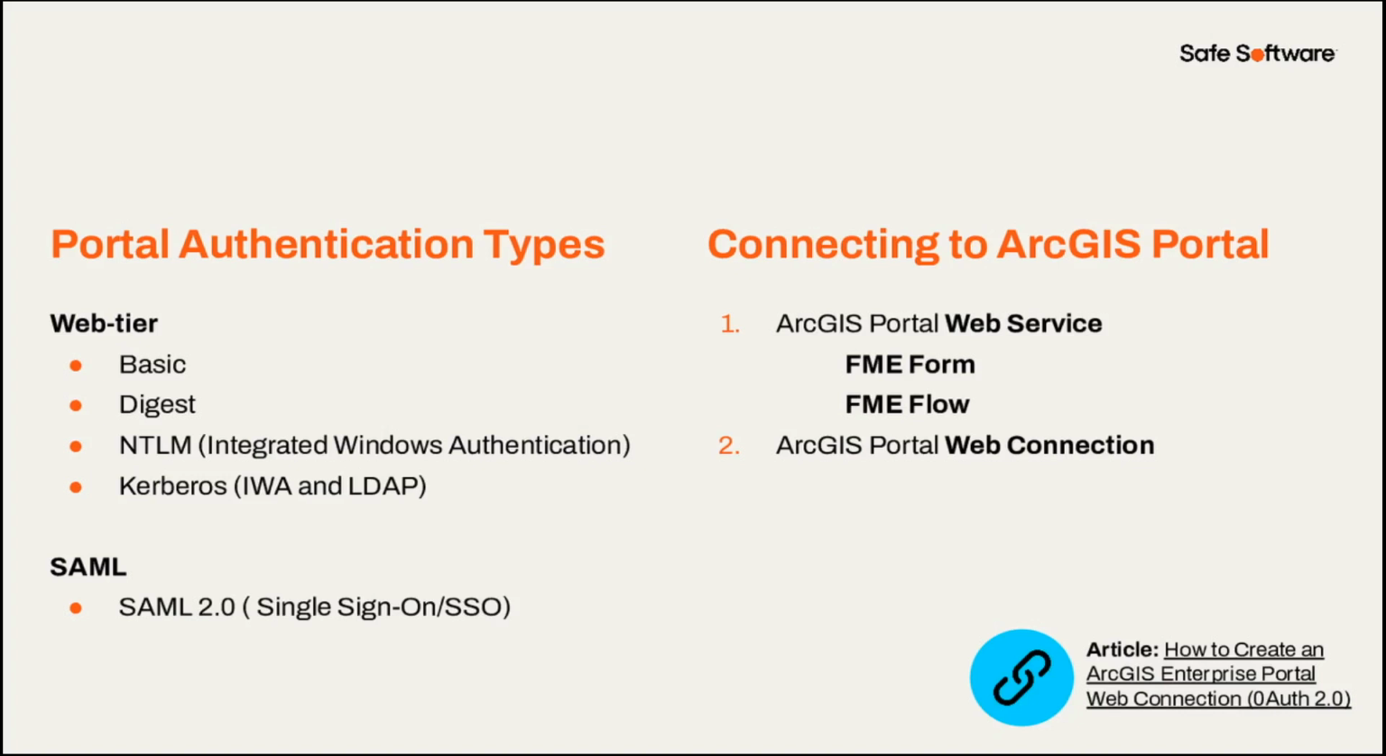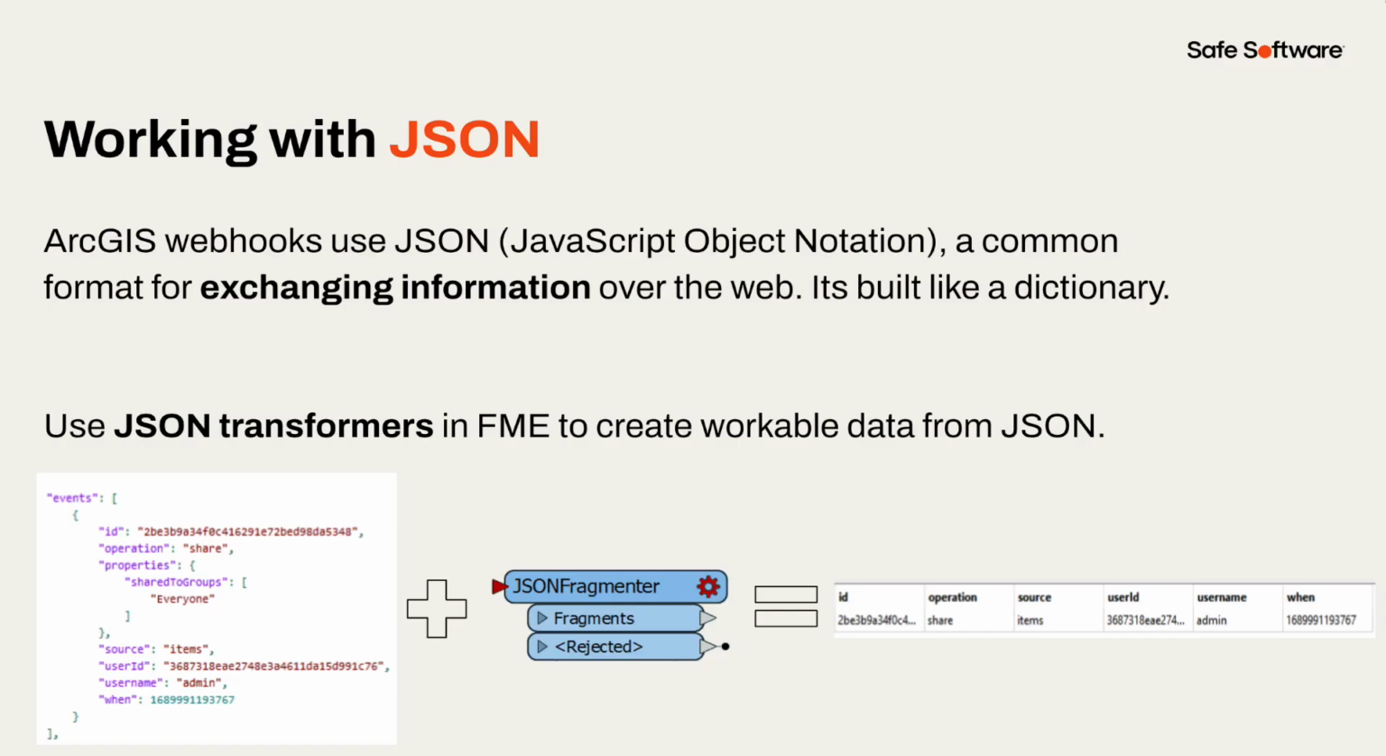Note that the web connection needs to be configured for both your specific portal instance and both on FME Form and Flow. We have very detailed instructions for doing that on the slide if you don't have that set up already. And as mentioned, while working with almost any web format, you'll probably run into JSON. This is a very common data exchange format that's built like a dictionary, but don't worry if you're unfamiliar with JSON, we have an arsenal of transformers for turning this text into manageable data that can be used in your workflows.